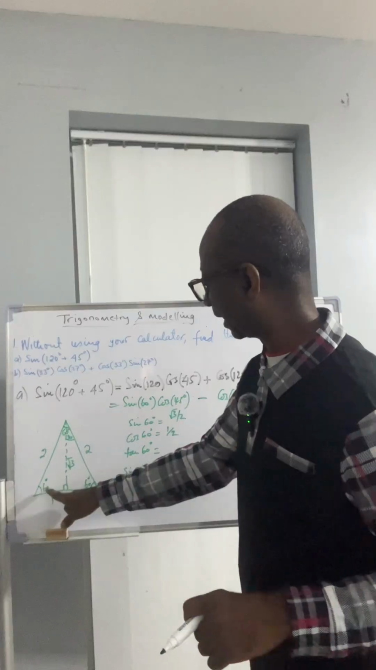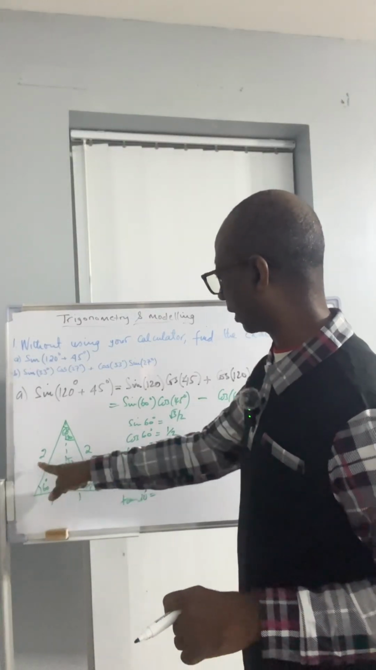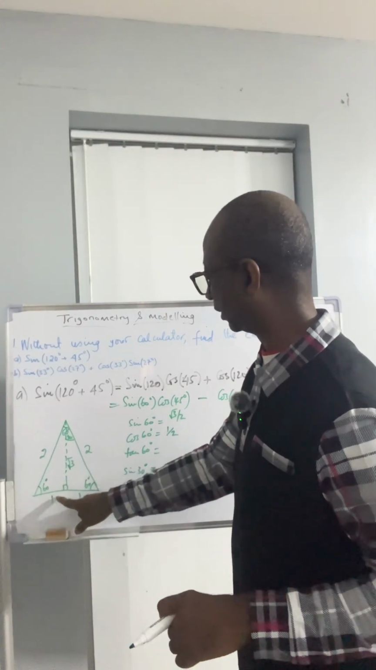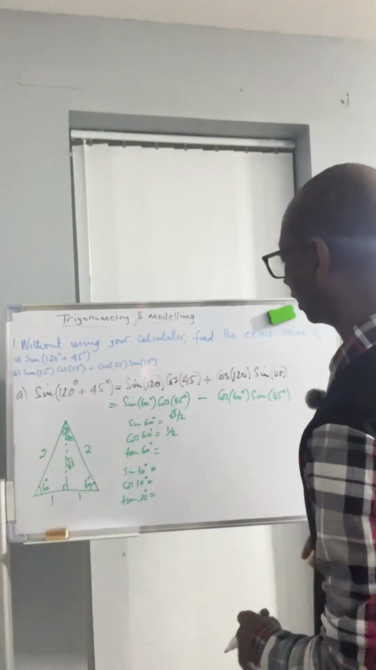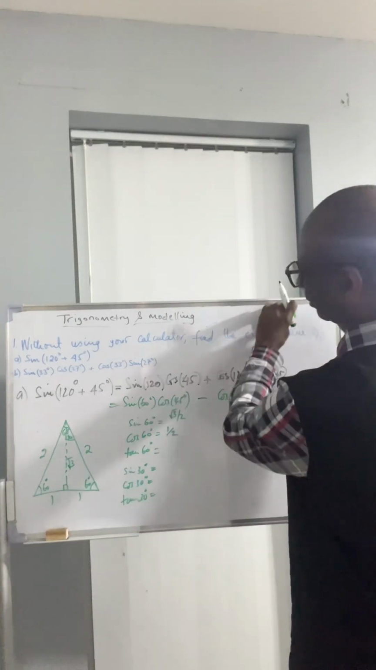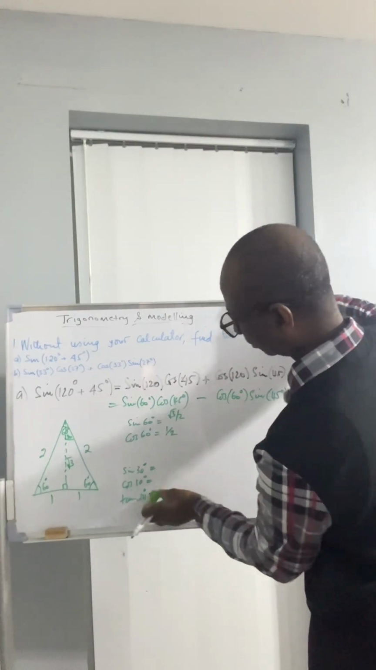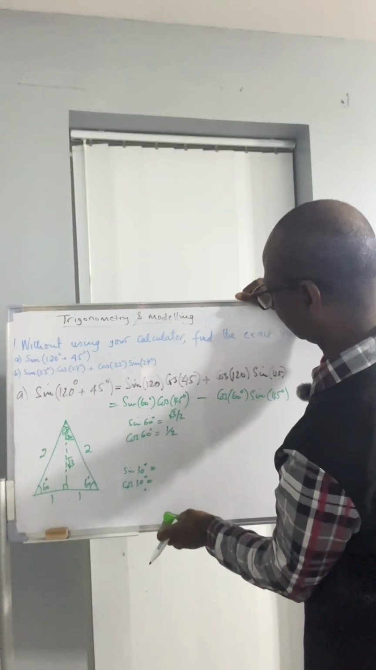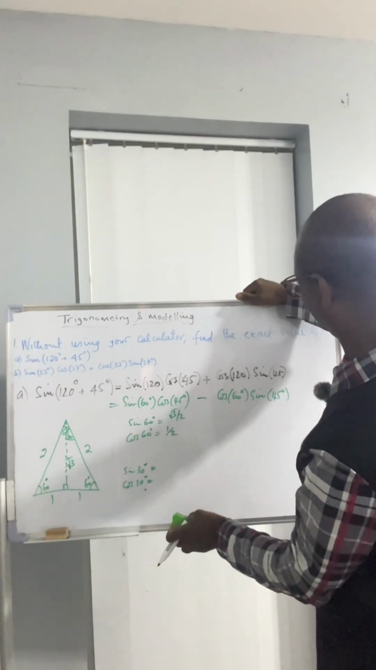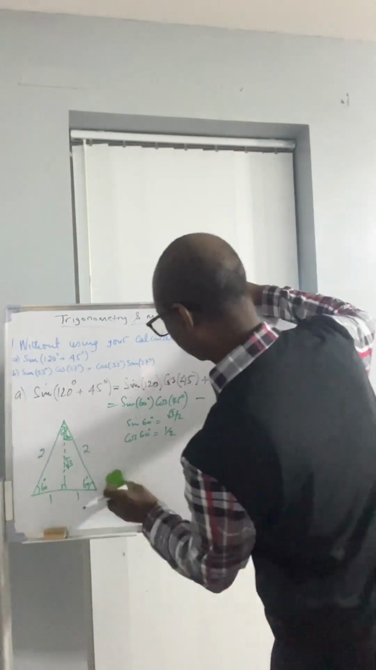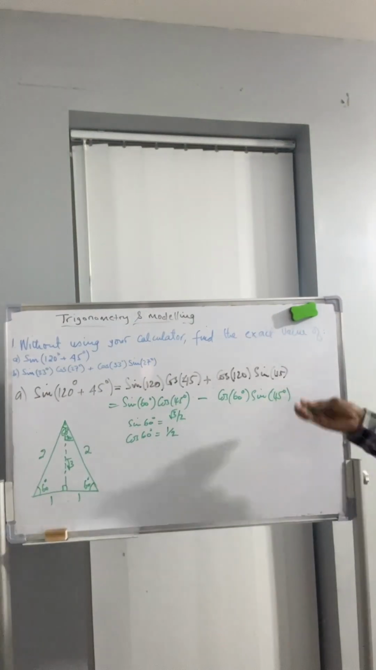Cosine is 1/2. Sine is opposite upon hypotenuse. Cosine is adjacent upon hypotenuse, which is 1/2. We don't need tan, so let me skip it. We don't waste time. Just what we need, you know, these ones.